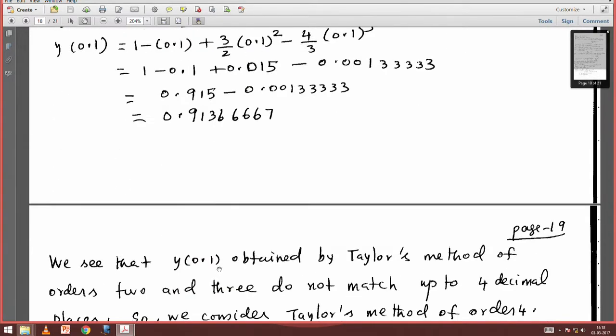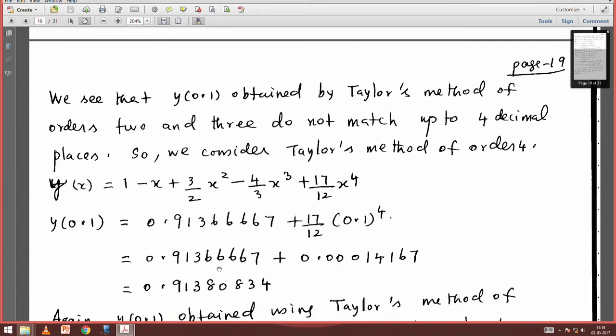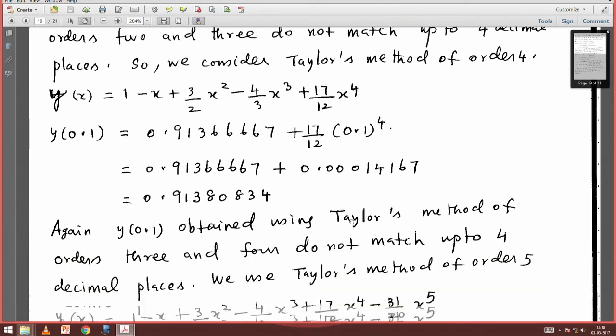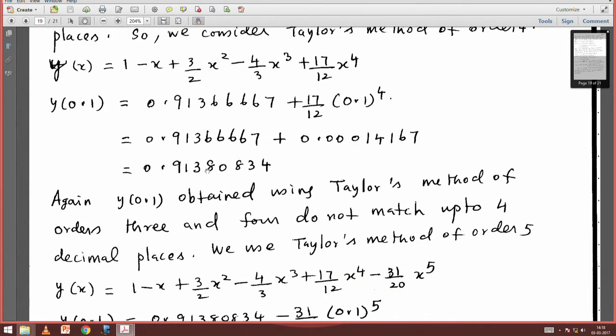So, I cannot stop. So, I have to compute, and so I consider the Taylor series method of order 4. So, include the 4th order terms also. Already I have computed the solution by taking into account up to 3rd order terms. So, I know the value. I simply have to add the 4th term and evaluate it at x is equal to 0.1. When I do that, I see that it is 0.91380834.